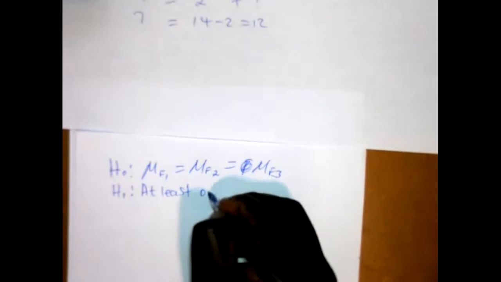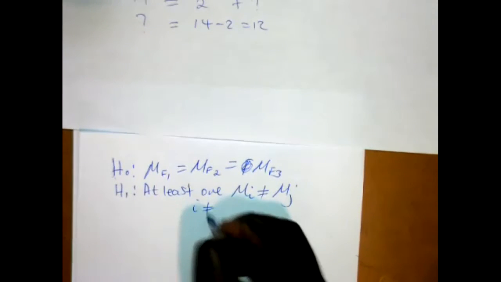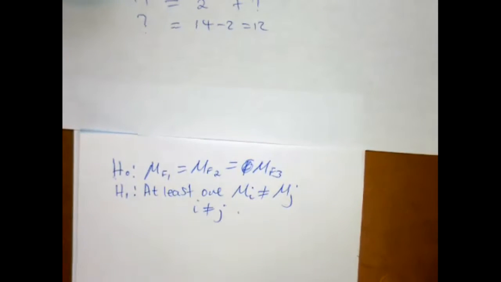Now, for H1, we are simply saying at least one mu i is not equal to mu j, for i not equal to j. In short, you can write it in mathematics using symbols, but you can simply say at least one fertilizer does not produce the same yield. At least one does not give the same yield as the rest of the fertilizers.